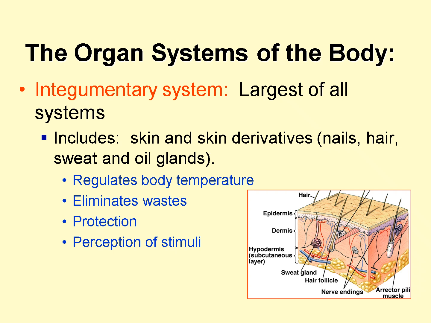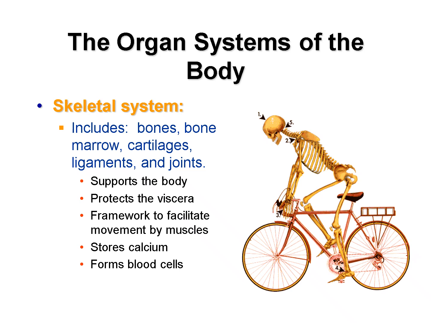The skeletal system includes bones, bone marrow, cartilages, ligaments, and joints. It supports the body, protects internal organs (viscera), provides a framework on which muscles can pull to create movement, stores calcium and other minerals, and is where blood cells are formed within its marrow cavities.